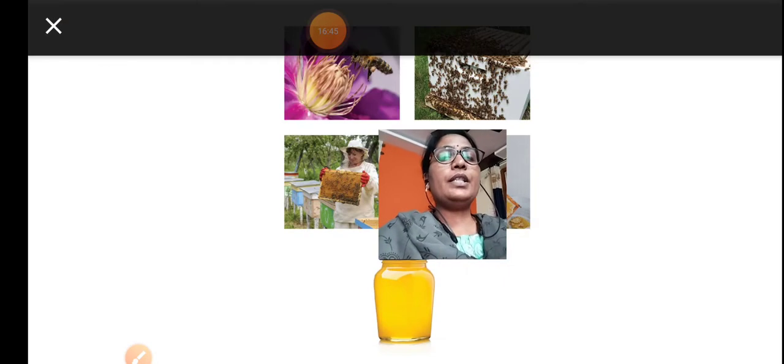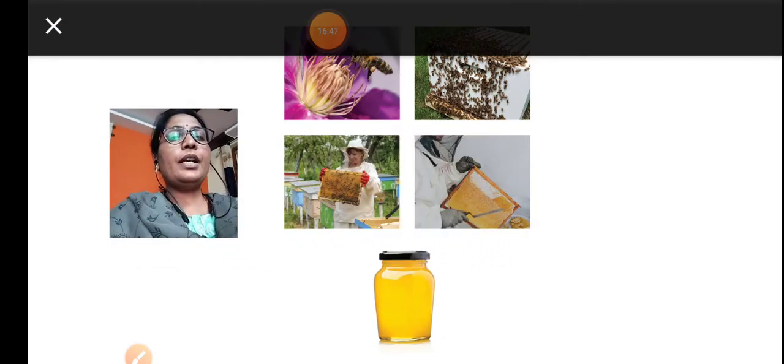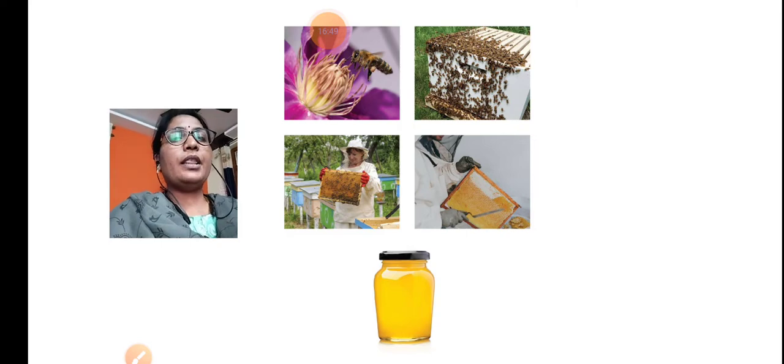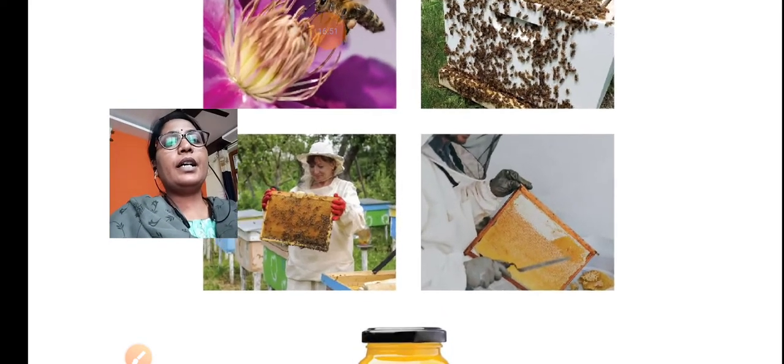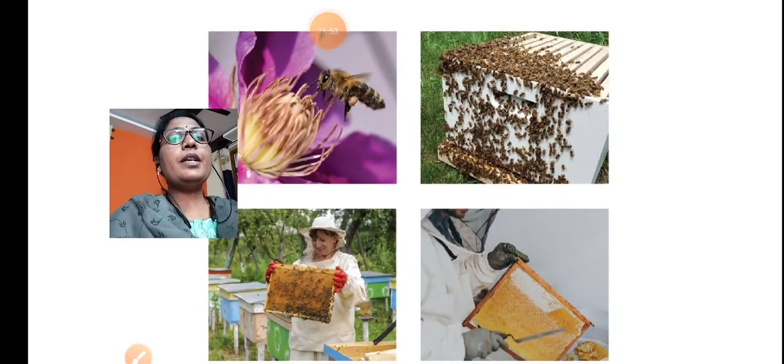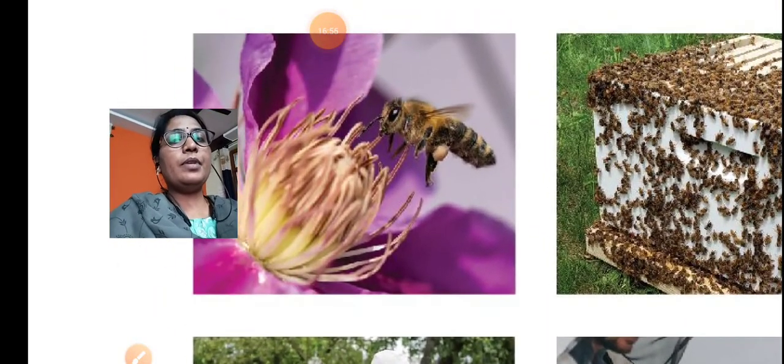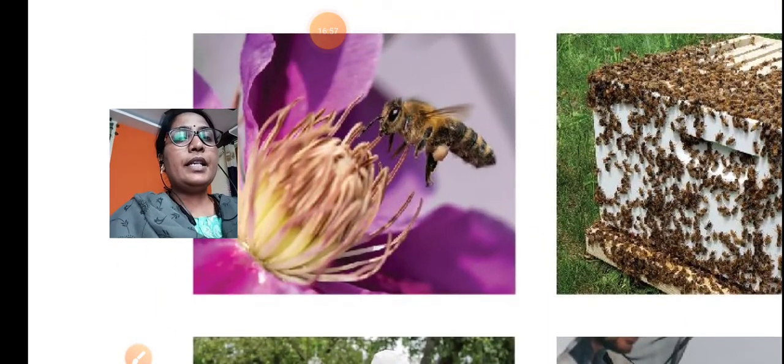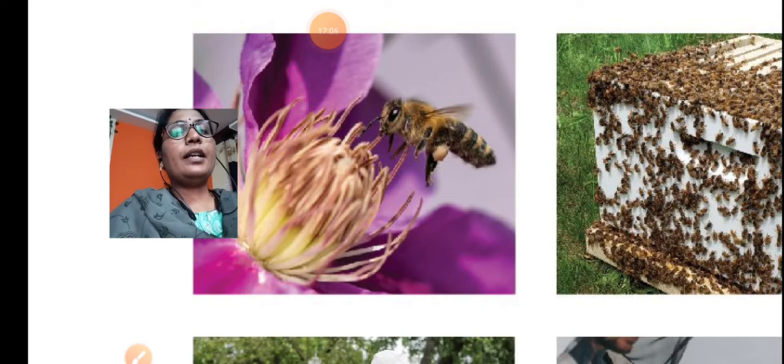Once you look at this picture, you can understand how the honey is actually prepared. The honey is prepared by the honeybees. You can look at the honeybee here. It's an insect. You know very well, you learned about insects. Insects have 6 legs, 2 wings, and head, abdomen, and thorax parts. You learnt all this in the previous class.